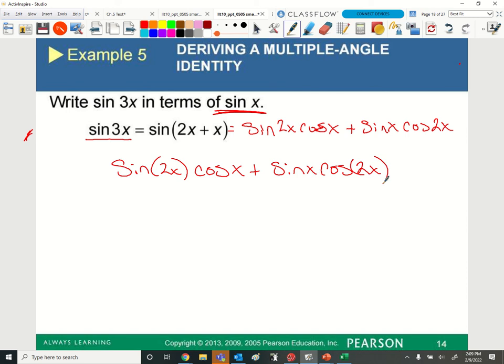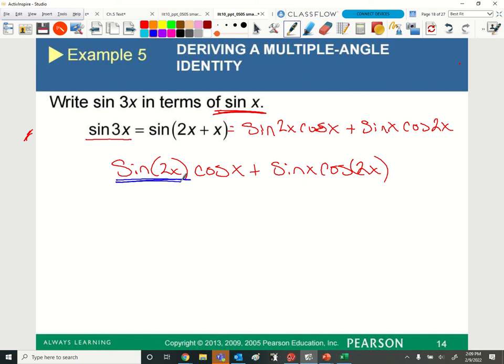Okay, so everywhere that there is a 2x, I need to get rid of it. I don't want double angles, only single angles. I don't want cosines either. I only want sines. So first thing I'm going to do, let's color coordinate this.